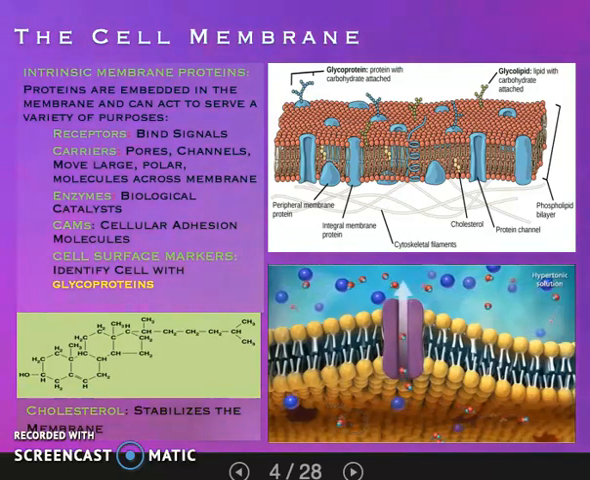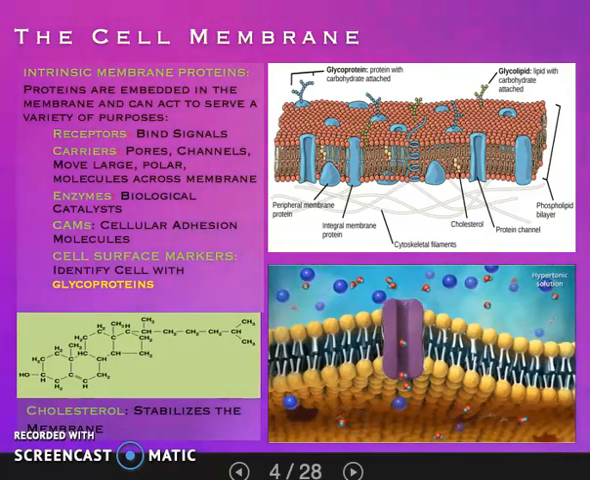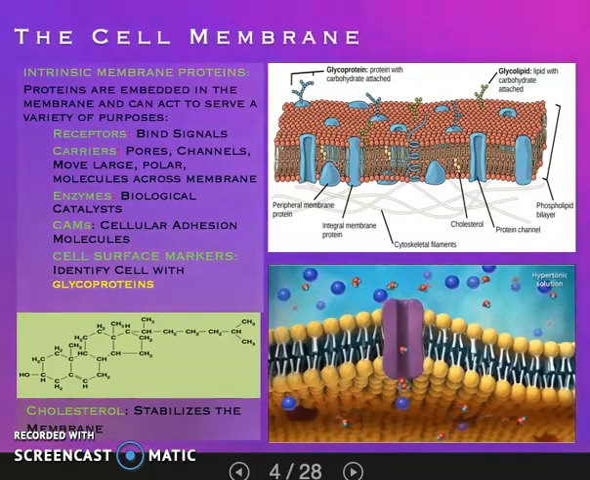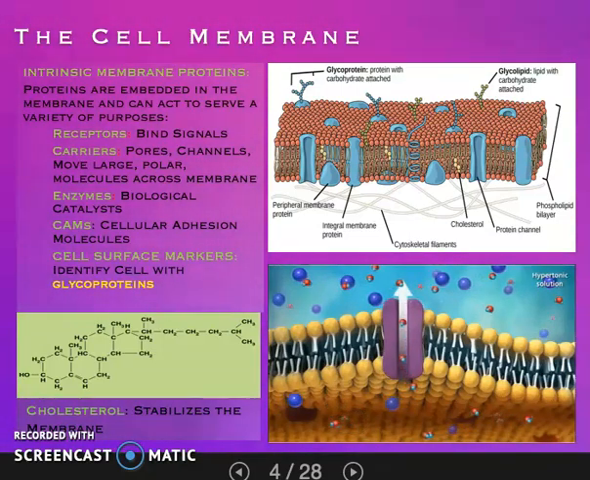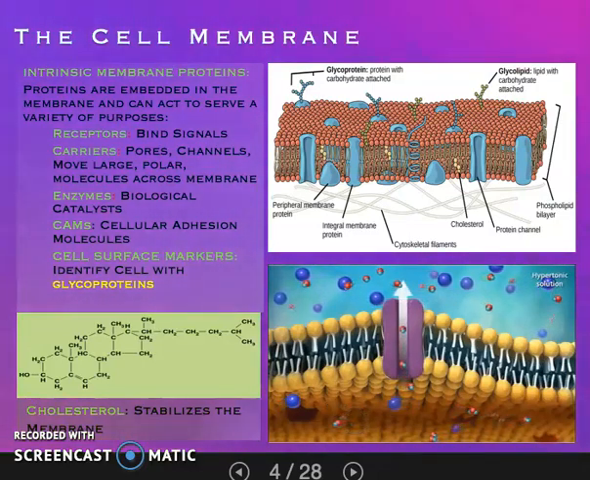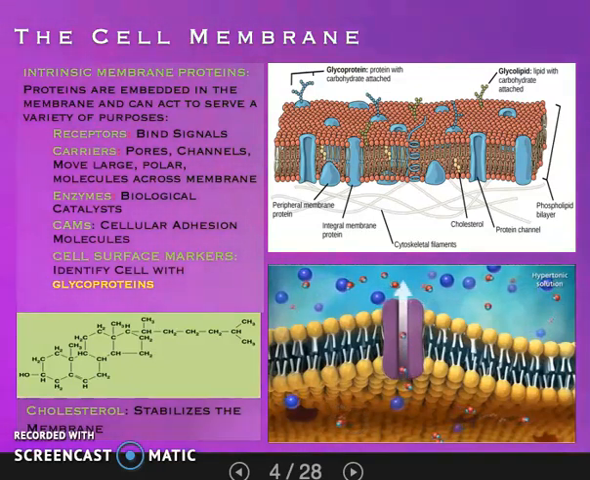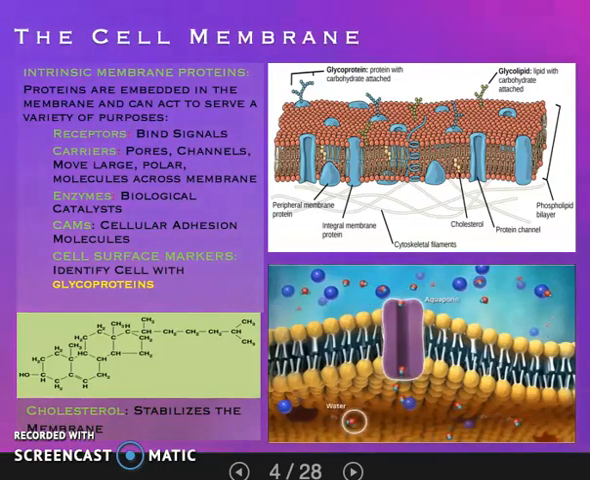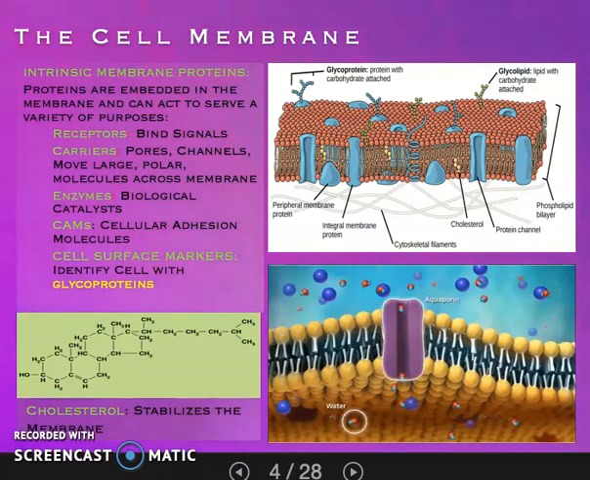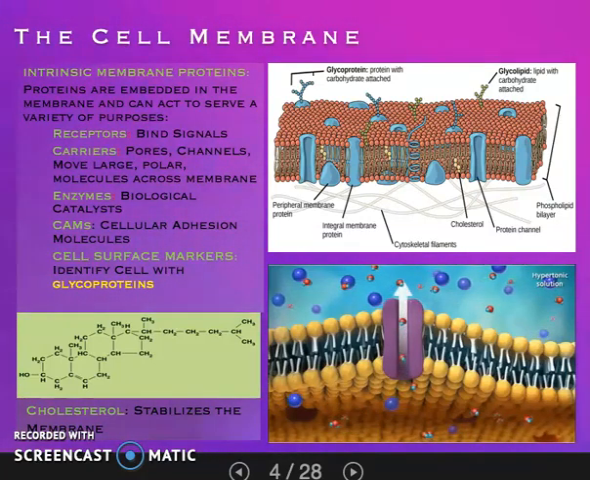Some are receptors. They bind signals like hormones. Some are carrier proteins. They're pores or channels. You can see in the bottom diagram, there is an aquaporin. And hopefully you recognize those little tiny red and blue molecules as water. That's right. This is how water passes through the cell membrane, through an intrinsic membrane protein called the aquaporin. We also have enzymes embedded in the cell membrane to break down certain substances or move certain substances. Remember that enzymes catalyze chemical reactions.